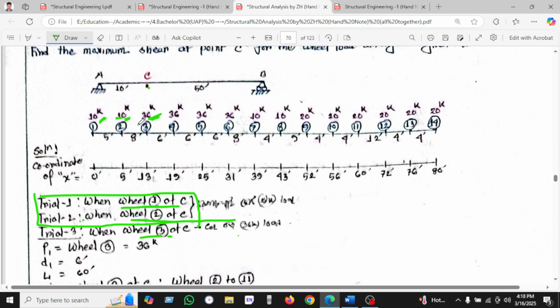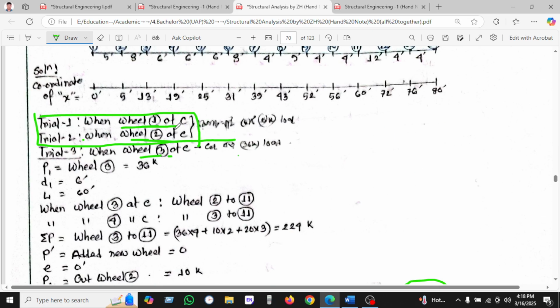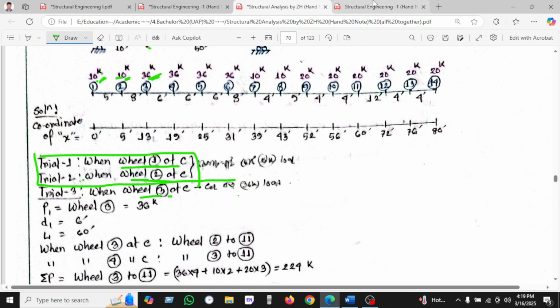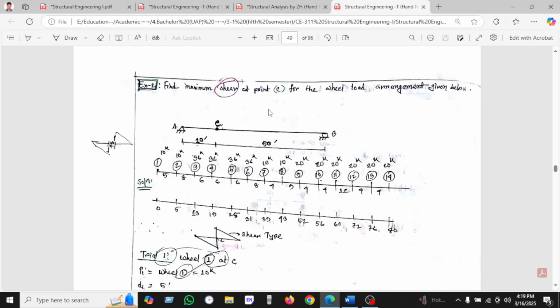We start from wheel 3, not wheel 2, because if we calculate with wheel 1 at C, we will not get the negative value here. Rather, we will find the positive value from wheel 1 and wheel 2. That's why we will skip this. If I want to, I can show you how we would calculate, but in the exam hall we will skip this. Okay, let's see.